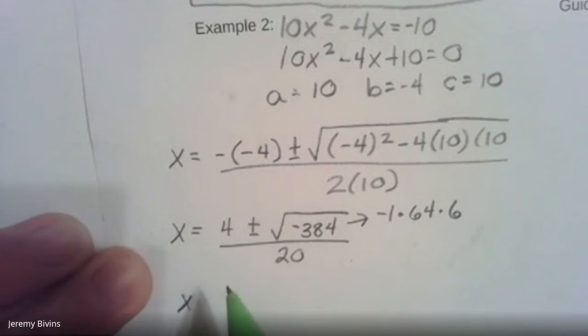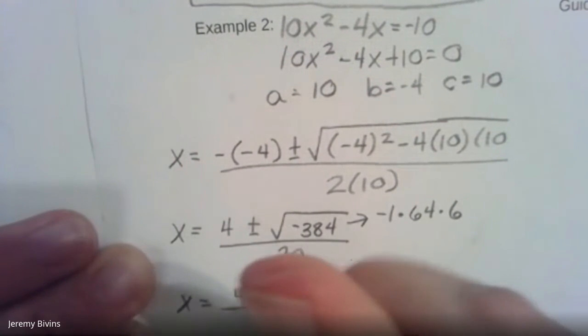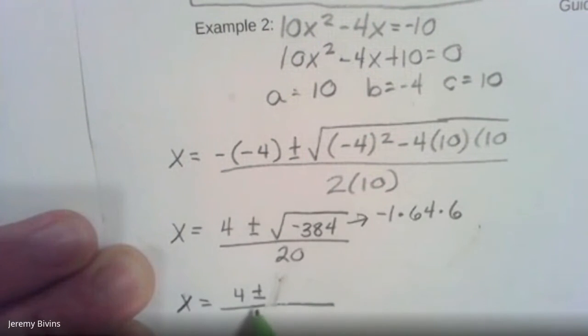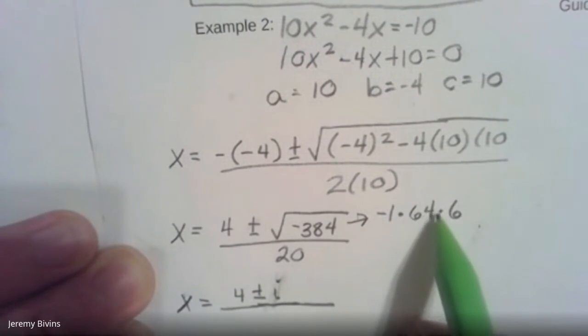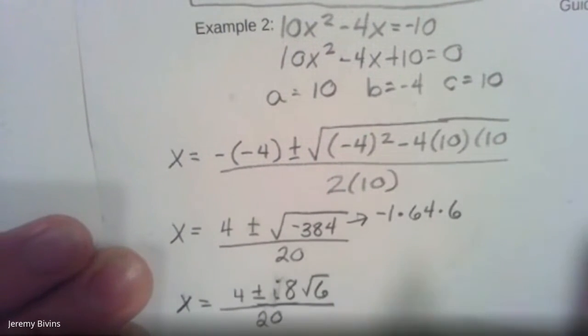So here x equals 4 plus or minus the negative 1 comes out of the radical as an i. The 64 comes out of the radical as an 8, and then you've got 6 that stays behind since it's not a perfect square. 20 is on the bottom.